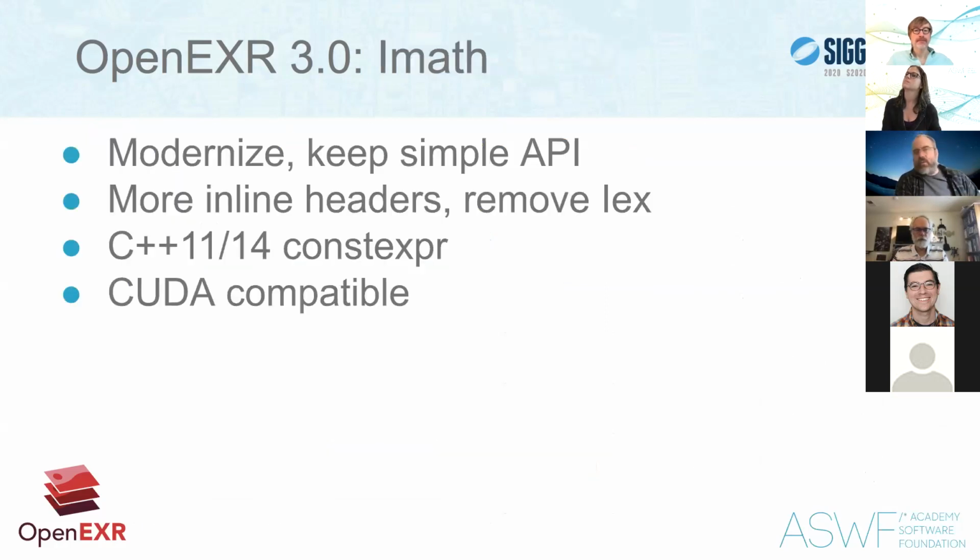One of the things is that we've had a Google Summer of Code student, Owen, working on this as his primary task. Part of what he's done is modernize the library a bit, keeping a simple API. There are more inline headers. We've removed the IEX and made it clear when you have a function that can throw an exception versus one that doesn't throw exceptions. He's done a lot of work with making things constexpr such that they can be more closely optimized. And finally, the library is CUDA compatible with the half type in CUDA. And so you can actually use Imath both in host code and in CUDA kernels, which is pretty neat.